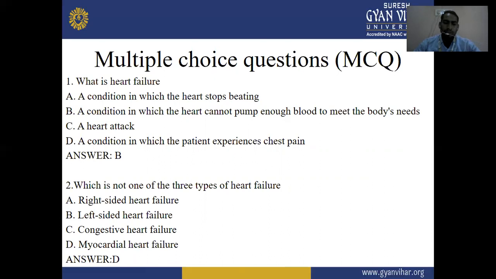Question number 2: which is not one of the three types of heart failure? Option A, right side heart failure. Option B, left side heart failure. Option C, congestive heart failure. Option D, myocardial heart failure. The right answer is D, myocardial heart failure.